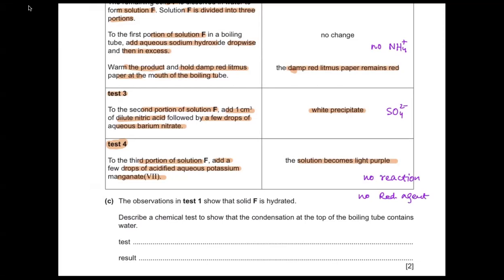Okay, now the observation in test one shows that solid F is hydrated. Yeah, that's what we have identified. Describe a chemical test to show the condensation at the top of the boiling tube contains water. So what we are going to do is use anhydrous copper(II) sulfate, which changes from white to blue, right?